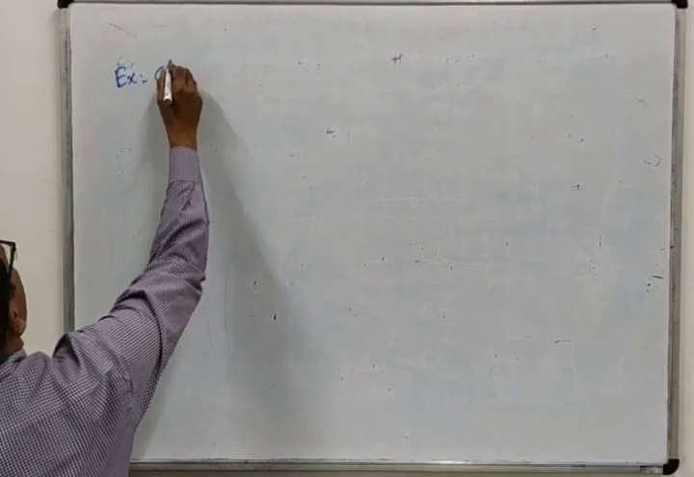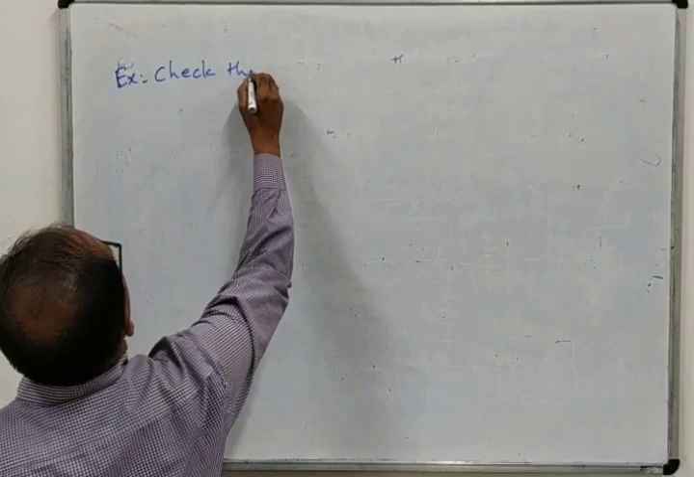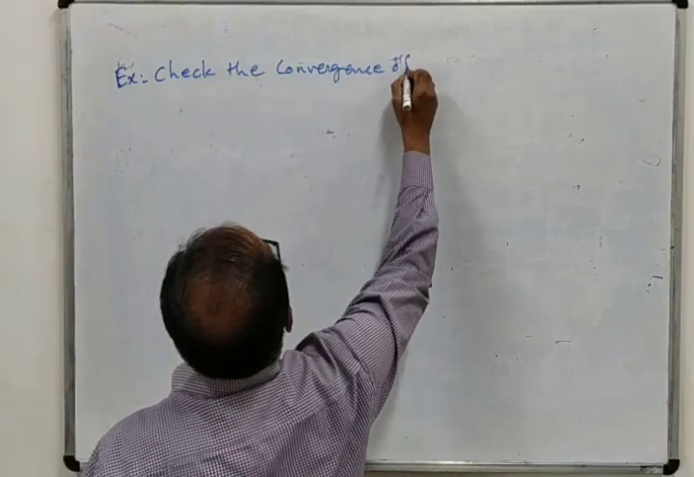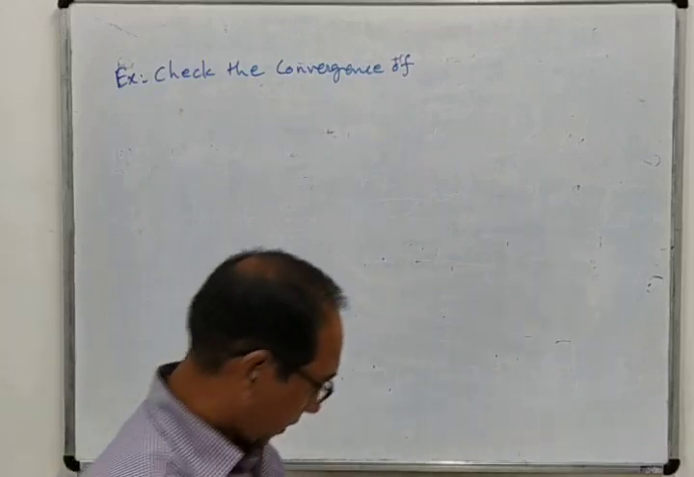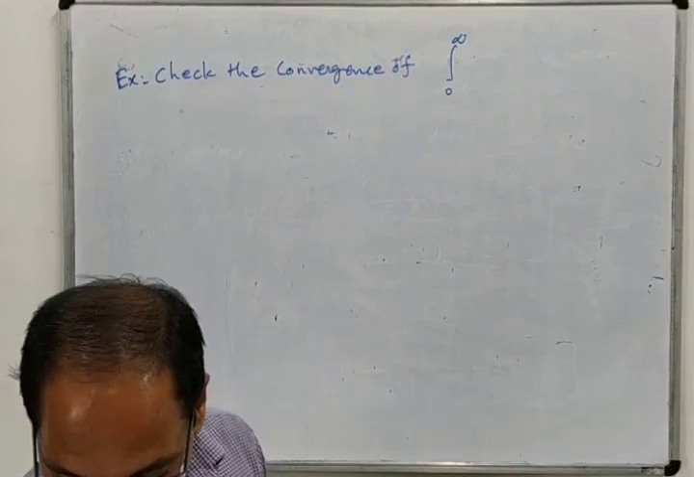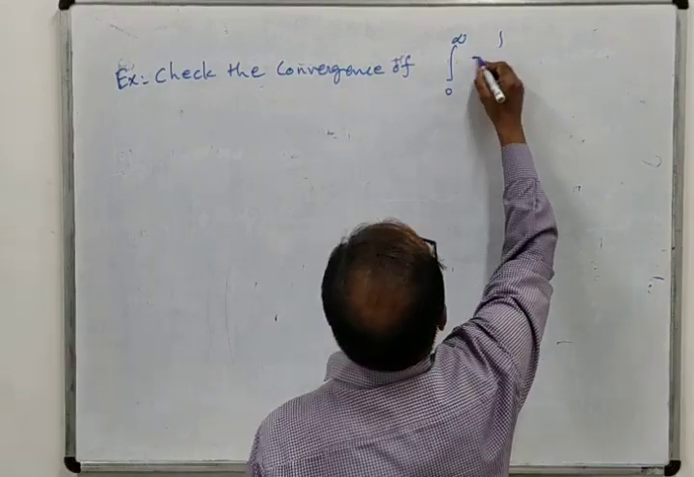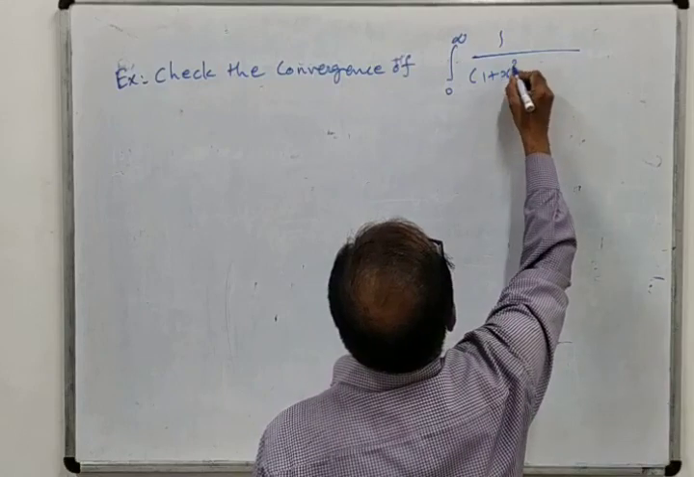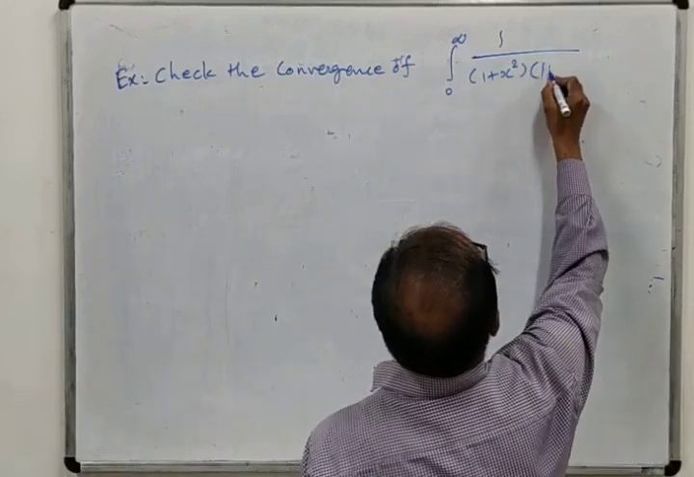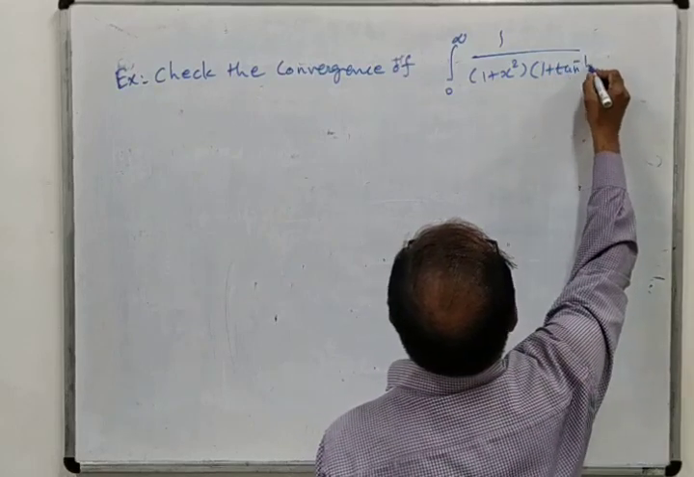Now let us see one more example. Check the convergence of the integration from 0 to infinity of 1 upon (1 plus x square) into (1 plus tan inverse x) dx.